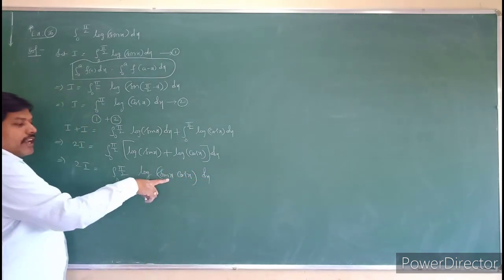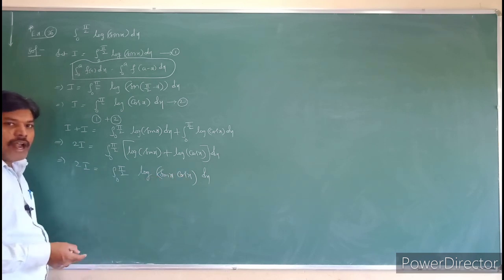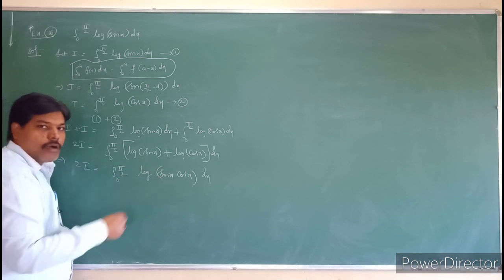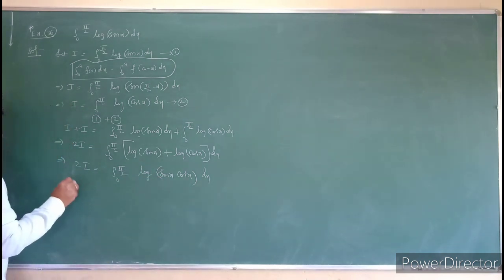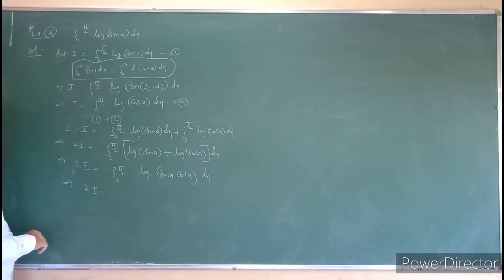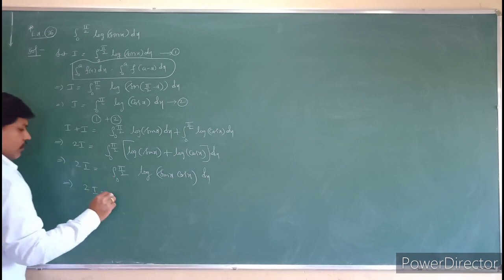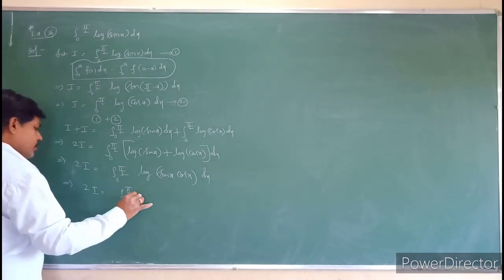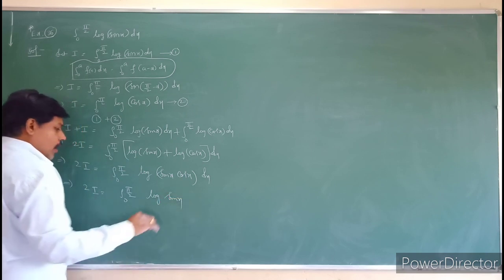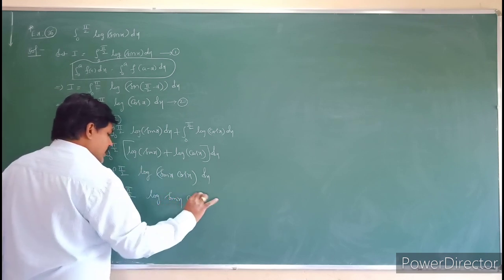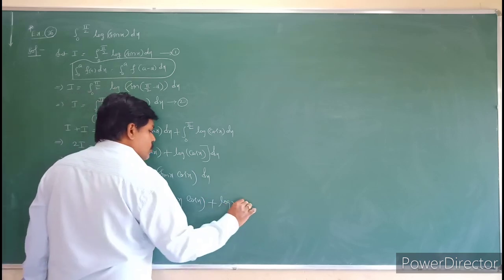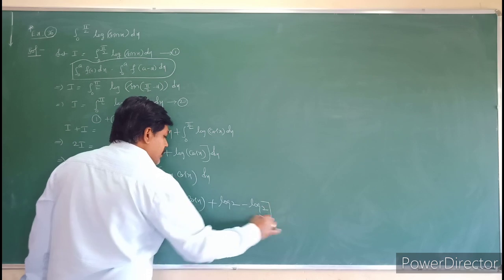So in this model you are getting sin x into cos x. What do we have to add? You have to get a 2 here. So that's why we'll add log 2 and minus log 2. So that implies what we will get, 2I is equal to integral 0 to pi by 2 log of sin x into cos x minus log 2 plus log 2 minus log 2 into dx.